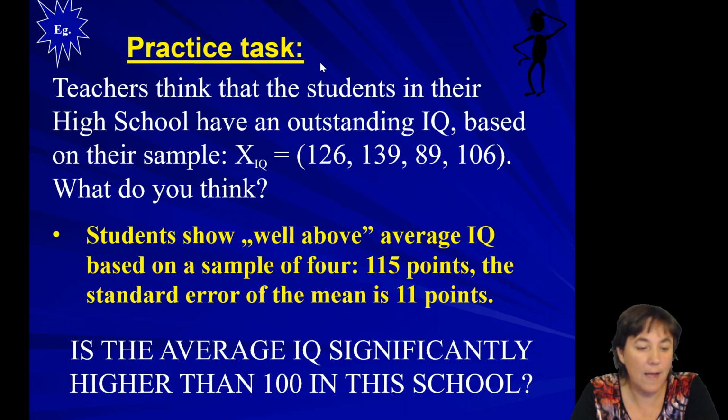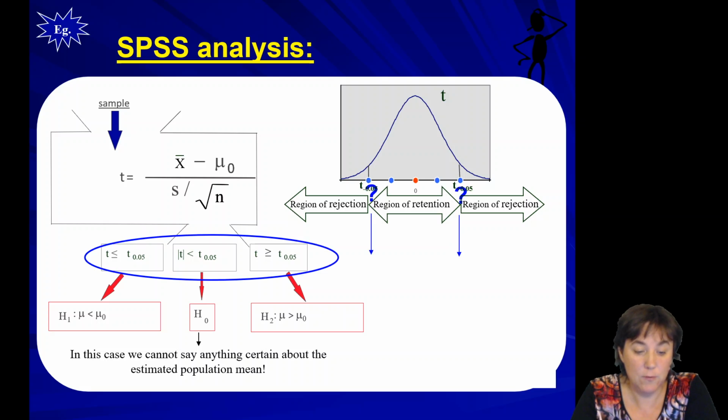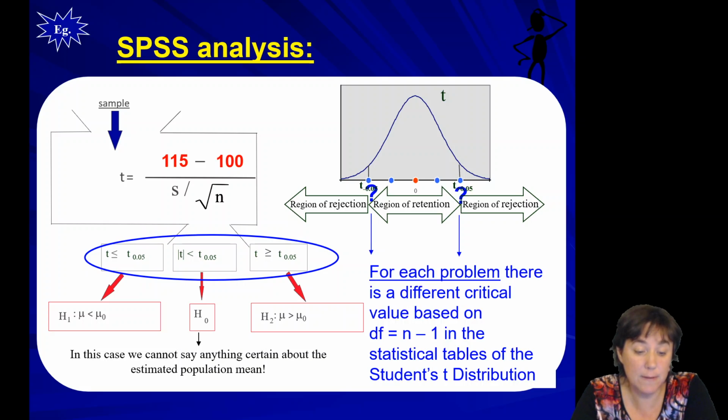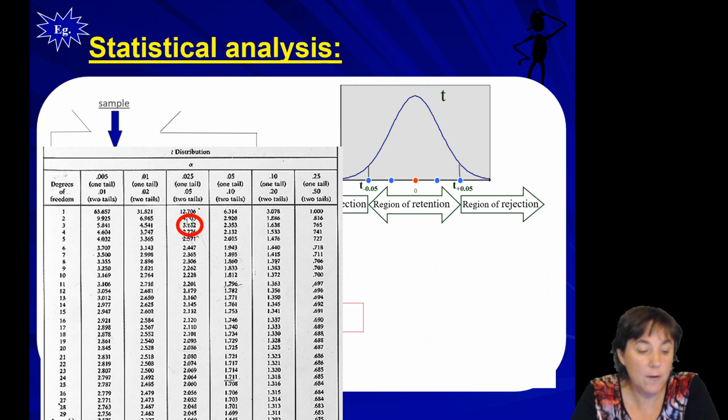And the practice task is the same problem that we've dealt with before, but now we will use the Student's t-test to answer this question. Is the average IQ significantly higher than 100, our predetermined value in this school? We put the sample into the analysis. We can determine these t-values using the data, and this is what we get as a result.